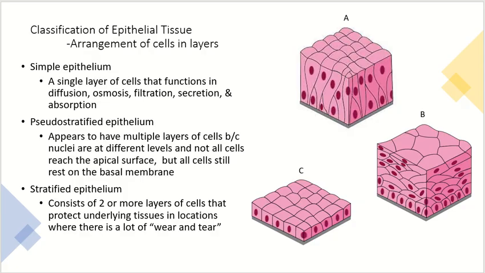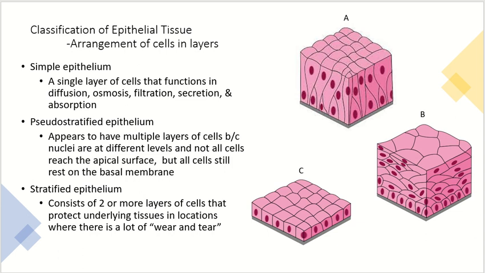So, as with everything in science, we like to group and to classify that stuff. Tissues and epithelial tissues are no different, and there are several different ways in which we can group or classify our epithelial tissue. And the first way that we're going to do this is based on the arrangement of our cells in layers. So the first classification of epithelial tissues, I should say, is a simple epithelium.